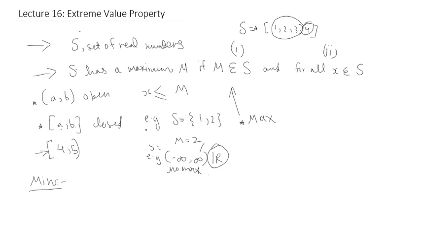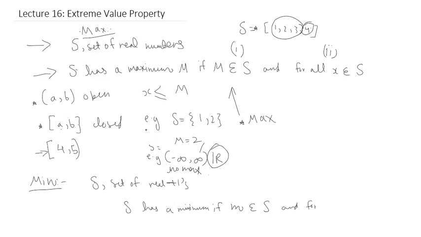So what we just studied was the maximum property. The minimum property, well, it's very similar to the property we just talked about. It talks about a set S. Now it's the same set, a set of real numbers, you know that, right? And the set S would have a minimum M if M, which is the minimum in this case, belongs to the set S, and the other condition, for all other values of x belonging to S, x is greater than or equal to M.